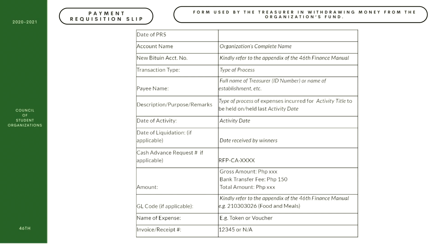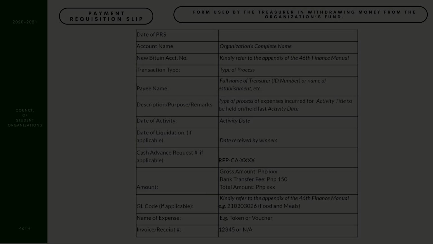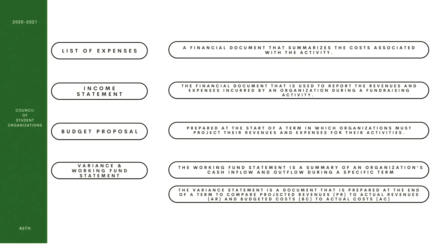Payment requisition slip: this is the form that the treasurer uses to withdraw money from the organization's fund. During the face-to-face classes, each PRS set includes 3 copies: white, green, and yellow. However, because we are in the midst of a pandemic, it is only in table form. List of expenses: this is a financial document that summarizes the costs associated with the activity. Income statement: this is the financial document that is used to report the revenues and expenses incurred by an organization during a fundraising activity.